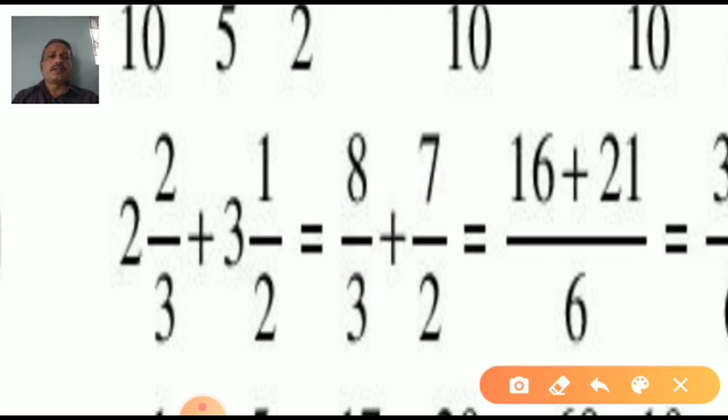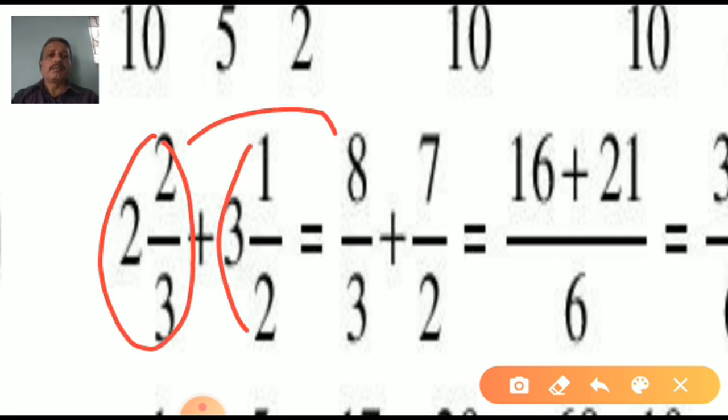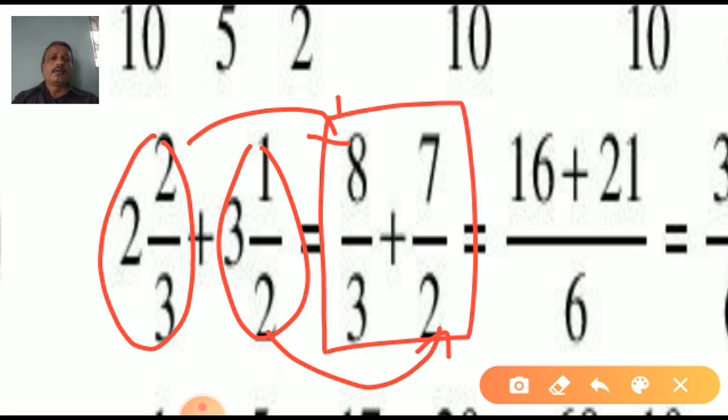From here to here, this number will become this one, and this number will become this one. Understood, student? Shall we move on to this one? Yes. Now we have this step. This is the 3 and this is the 2. LCM, or you can do cross multiply.